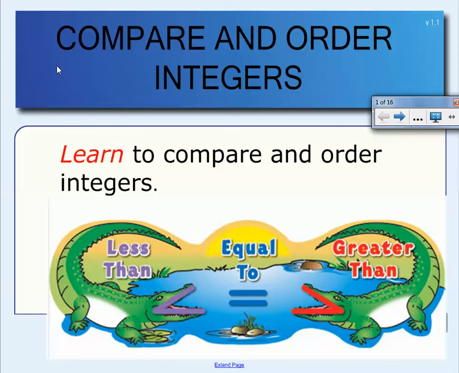Remember, when I have my less than symbol, it looks like this, where the smaller number is going to be on the left side and the bigger number is going to be on the right side. When I'm talking about the greater than symbol, it's like this one over here, where the bigger number is on the left side. So again, I have the crocodiles because the opening should always point towards the bigger number, because it wants to eat the bigger number. So let's get started with a short review of what integers are.